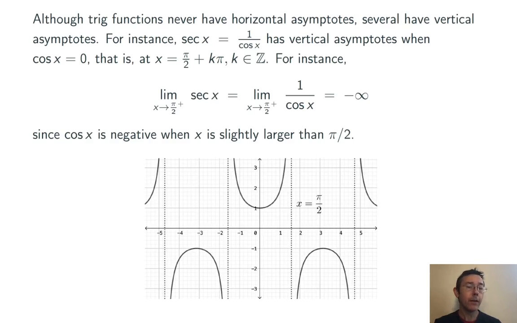We can verify this visually by looking at the graph of y equals secant of x. Here I've drawn that graph, and I've also labeled the asymptote at x equals pi over 2. You can see that as x gets closer and closer to pi over 2 from the right, this function is going downwards. It's going towards negative infinity.